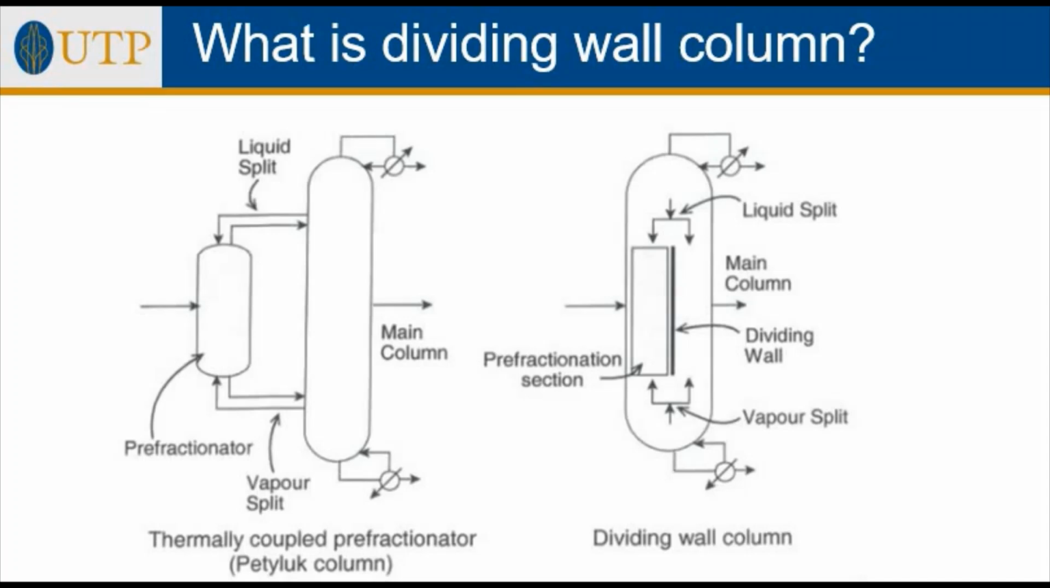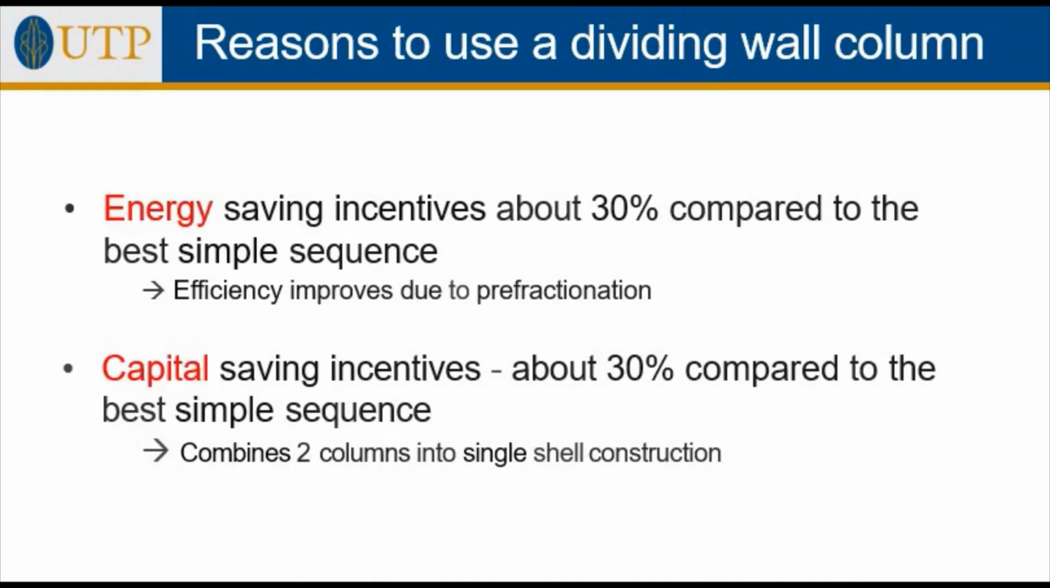What is a dividing wall column? Let us look at this thermally coupled prefractionator, or Petlyuk column. You have the prefractionator over here, liquid split, vapor split, and the main column. In fact, you can embed the whole prefractionator inside one column, and we call it a dividing wall column. So what are the reasons to use a dividing wall column?